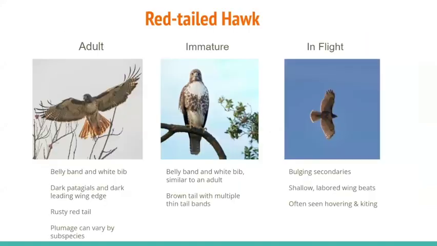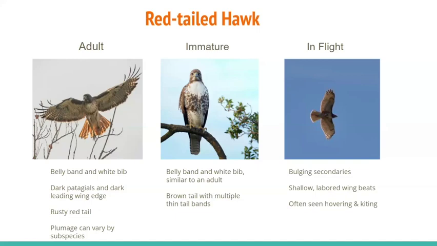So here we have an adult, an immature red tail, and also a view of one in flight. So for the adult, again, what we're looking for is that really nice defined belly band, and then a white breast that we also call a bib. And oftentimes when you're driving down the road, that's what you see is that white bib, because that can really stick out, especially against a brown or green background of the trees.